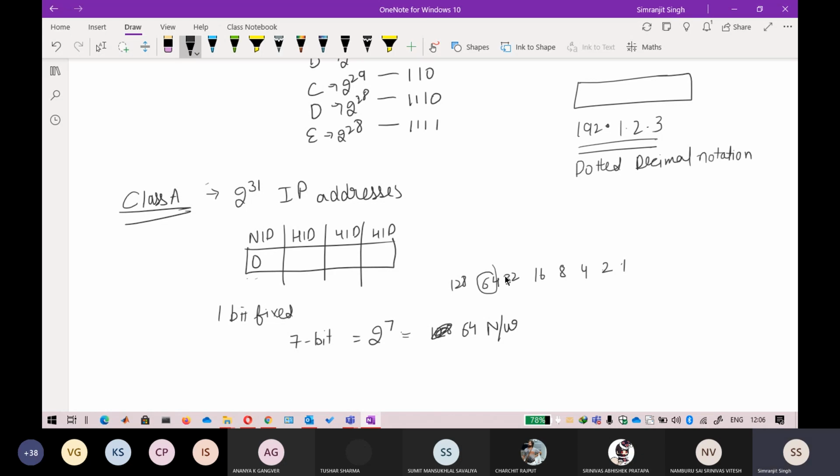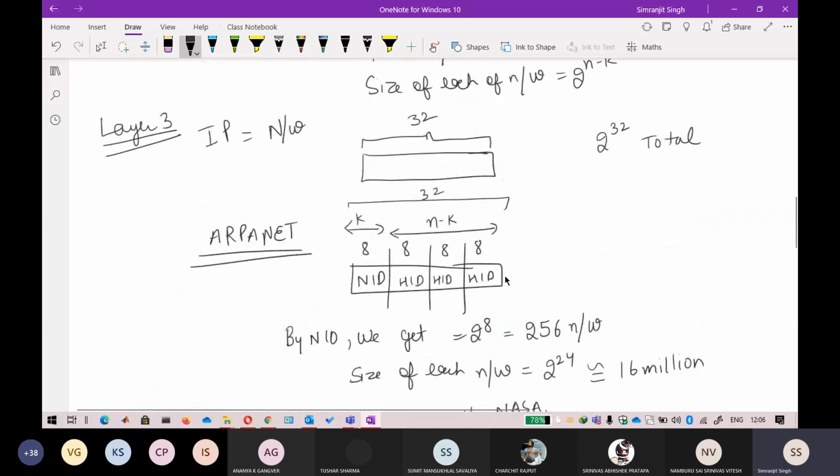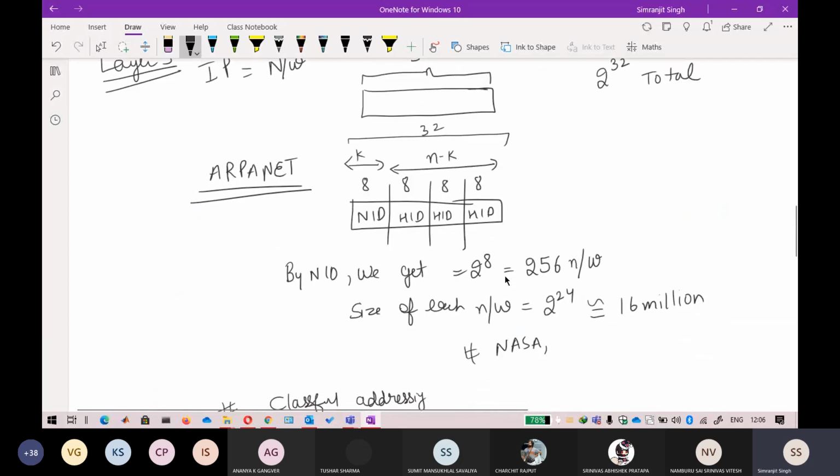I think I made a mistake in the previous one. In ARPANET, I think, just wait a second. 2 raised to power 8 is 128, I think. Yeah.